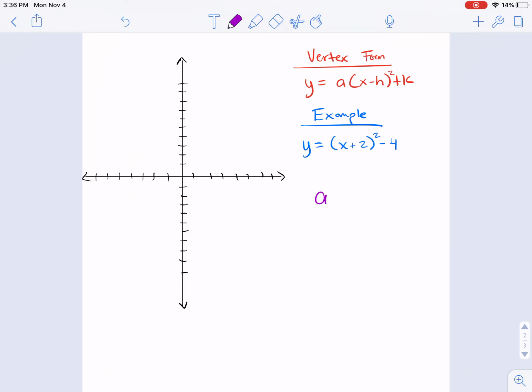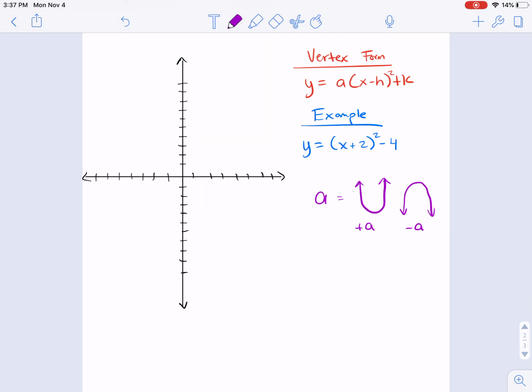And there's a couple of different things you can tell from a. First off, a tells you whether the graph is going to open upward like this or downward like this. And the idea is this. If a is a positive number, the graph's going to open up. If a is a negative number, the graph's going to open down. And so because of that, you can simply look at whatever that value happens to be, and then you can say, okay, based on that, I know what the graph's going to do.